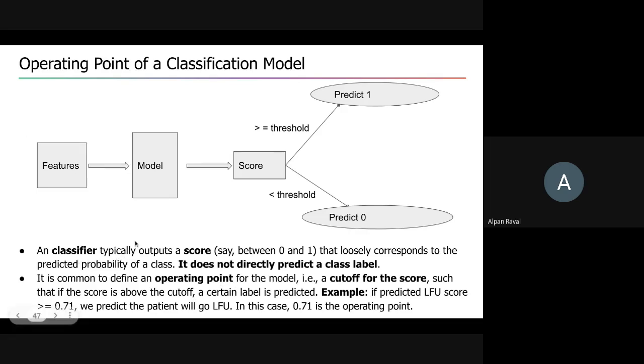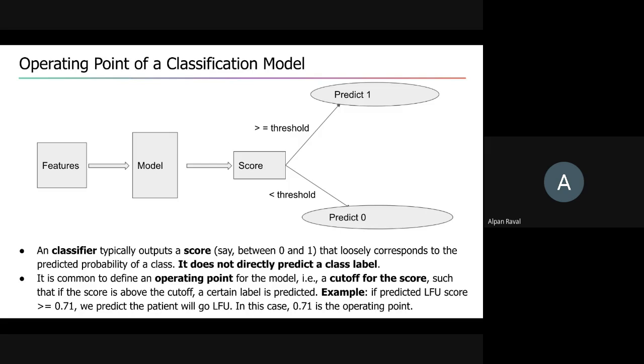So this is what I'm saying here. A classifier typically outputs a score between 0 and 1 that loosely corresponds to the predicted probability of a class. It doesn't directly predict the class label. So what we need to do is choose a threshold, often also called a cutoff. This is called the operating point of the model. Whenever the score is above the cutoff or threshold, a certain label is predicted. For example, in our LFU model, let's say our cutoff is 0.71. If the score is greater than 0.71, we will predict the patient will go LFU. If it's less than 0.71, we will predict the patient will not go LFU. So this operating point is 0.71. How did we choose 0.71? That's something we'll come to.